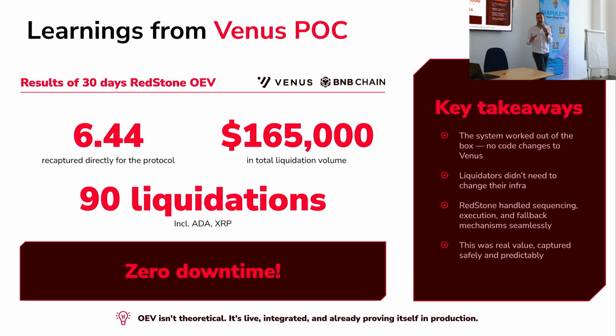After 30 days, there were about 19 liquidations. This was a time of quite high volatility. It was December last year, so you can remember prices were going up and down quite a bit. We captured $165,000 in liquidation volume in just a month. This is why we say this is a multi-hundreds of millions of billions of dollar problem. And we recaptured 6.44 of that volume into the actual liquidation bonus, with zero downtime, which was interesting.